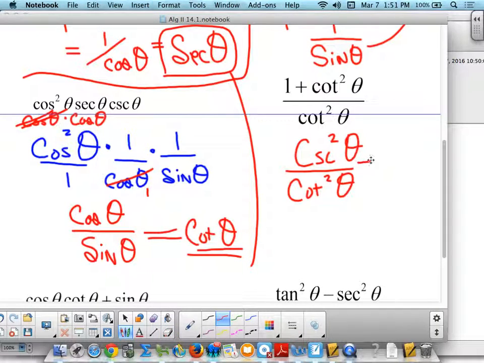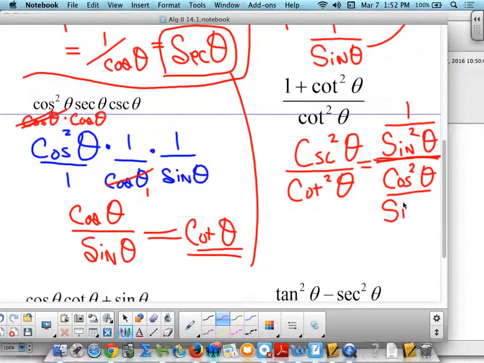Now, remember, cosecant is 1 over what? 1 over sine. Cosecant squared is going to be 1 over sine squared. Okay. Cotangent is what? You could go to tangent if you wanted, but I say go to sine and cosine. Cosine over sine. It's going to be cosine squared over sine squared. I want to keep everything in sine and cosine. So here's what it says to me: 1 over sine squared divided by cosine squared over sine squared.